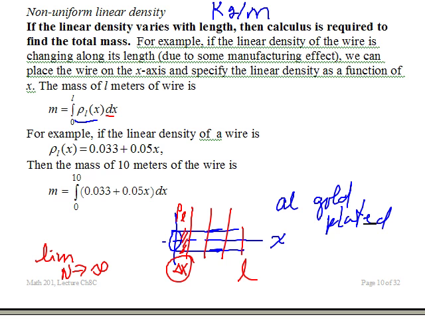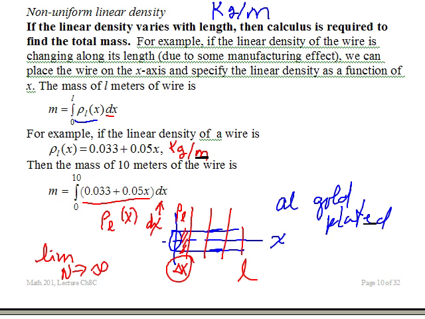So let's say along that wire, the non-uniform linear density is 0.033 plus 0.05x, and I should have put the units here. I'll do it now. So this is kilograms per meter. Okay. Then if you have 10 meters of wire, you integrate from 0 to 10 of this non-linear density. This is your rho L of x. Here's your dx. And that will give you the total mass in that wire.